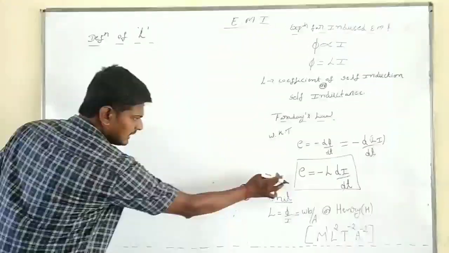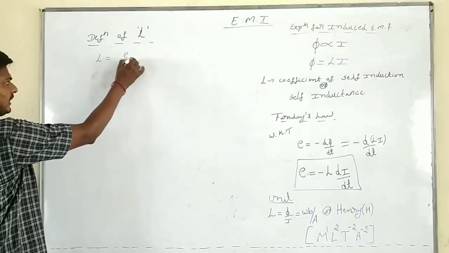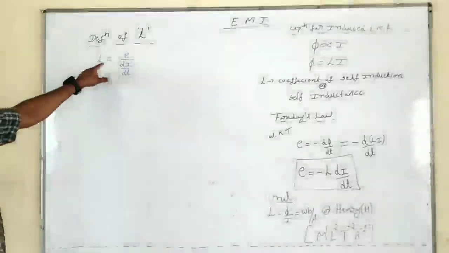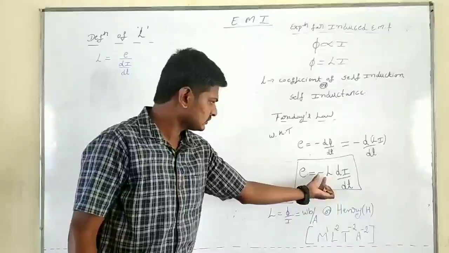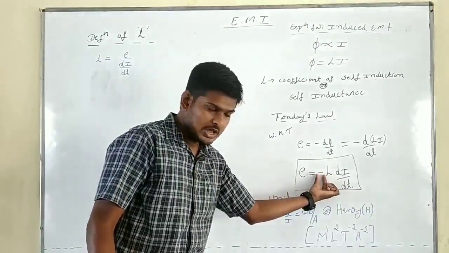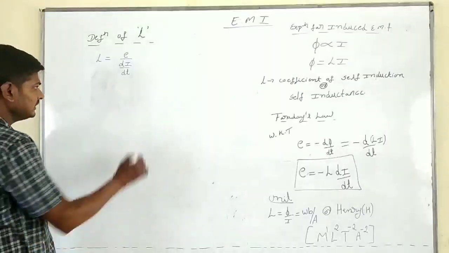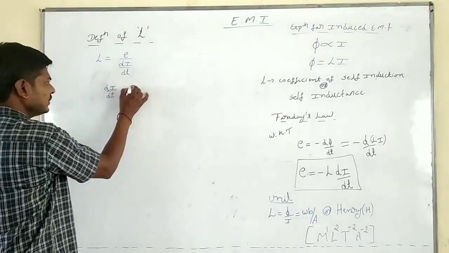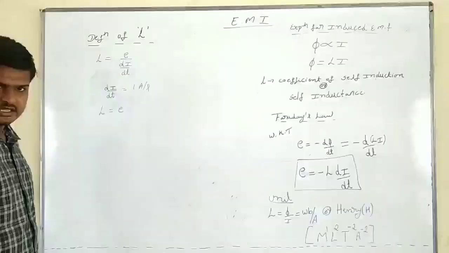See here, in this formula I am going to write L is equal to E divided by di by dt. Here the negative sign, according to Lenz law, shows what? It opposes the change in magnetic flux. According to Lenz law, the induced EMF opposes the change in magnetic flux. I'm going to neglect the negative sign. L is equal to E divided by di by dt. Now when di by dt is equal to 1 ampere per second, L is equal to E.